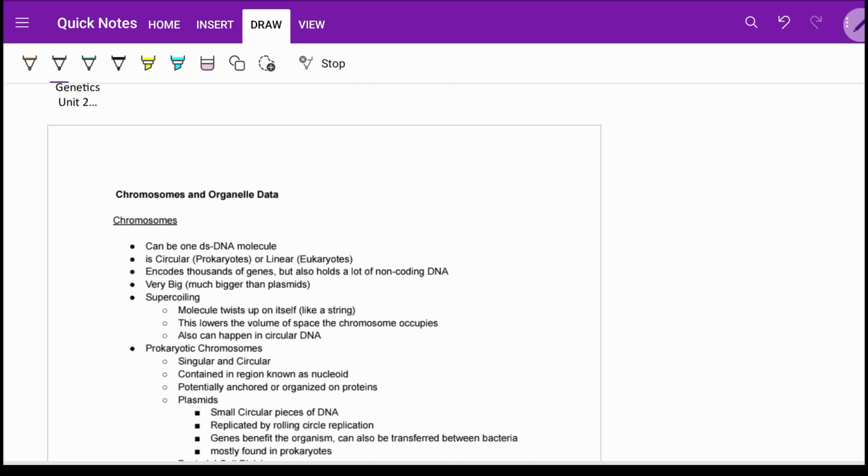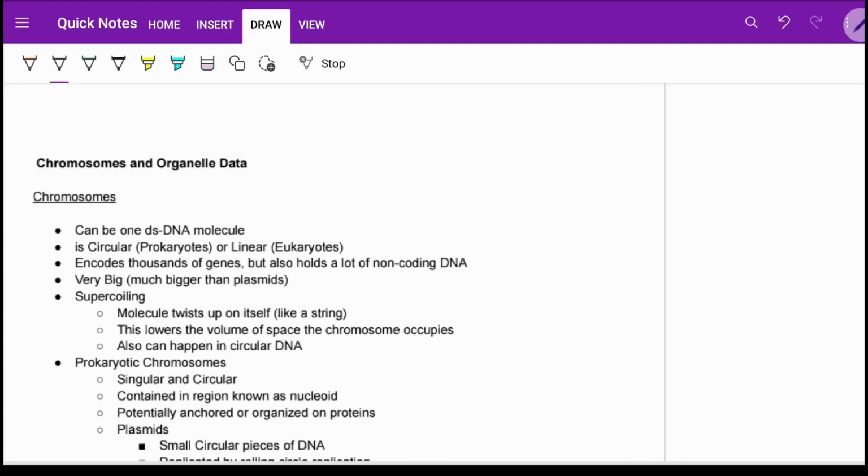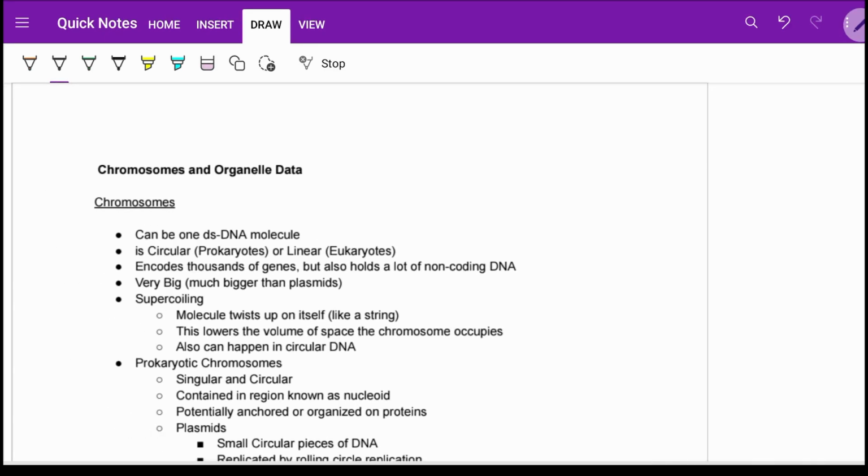Hello, and all right, so the next part, if you notice that we switched platforms, it was because I was trying something new. It didn't work out, so now we're back to our trusty OneNote.